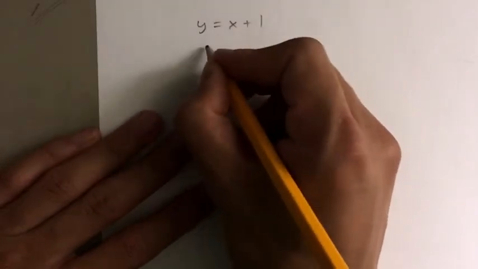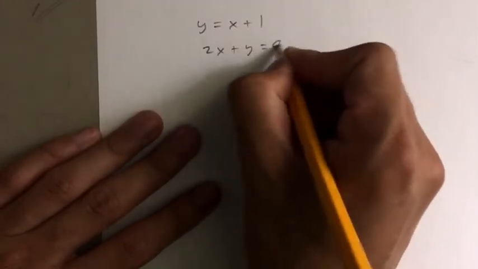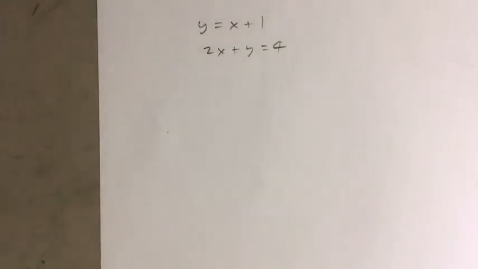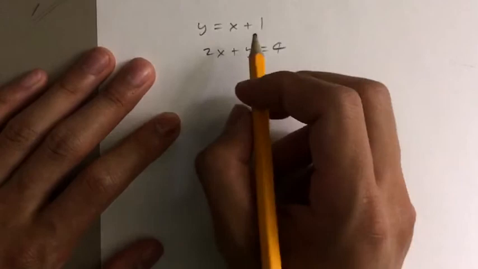A system of equations. Systems of equations are basically just two equations together, and here I'll give you an example. They can look like this: y equals x plus 1, and 2x plus y equals 4. Now you can solve a system of equations with three methods: substitution, elimination, and graphing.